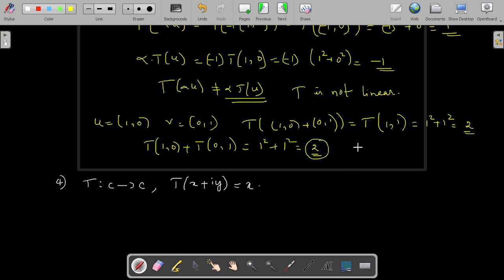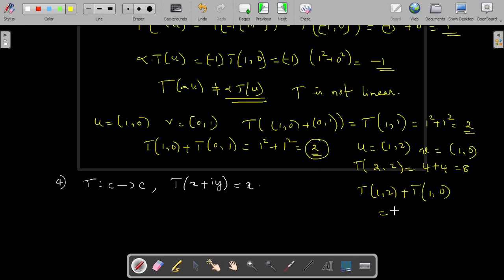You take two more vectors like u equal to (1, 2) and v equal to (1, 0). So T of u plus v is T of (2, 2), where it goes to 2 square is 4 plus 4, this goes to 8. Now you find out T of (1, 2) plus T of (1, 0), where this goes to 1 plus 4, 5, and 5 plus 1, 6. Now look here, 6 is not equal to 8.